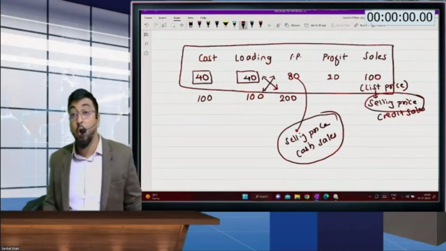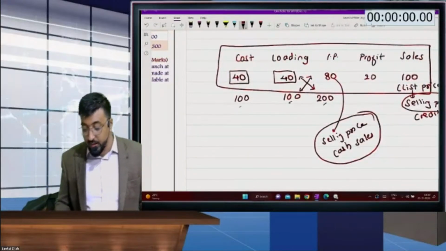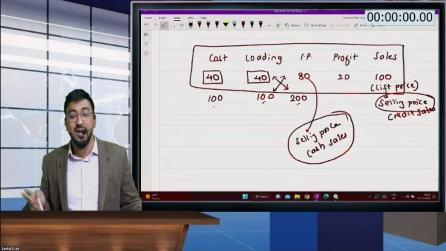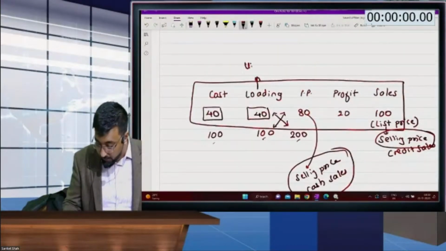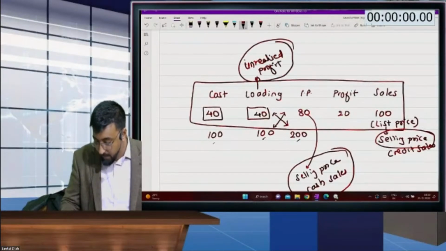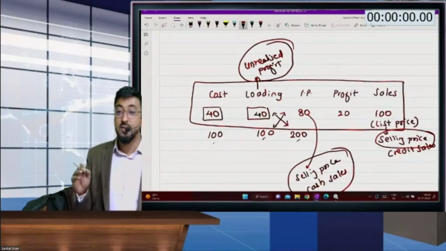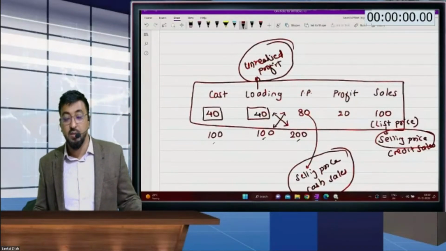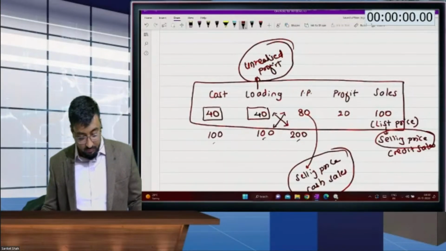Which is cost plus 100%. So cost plus 100%, 100, 200 I have written. And if I convert it into 80, it will be 40, 40, 80. So this is called unrealized profit. 40 rupees out of 200. So this is a very, very important equation. We formed this equation. Now it's easy for you.